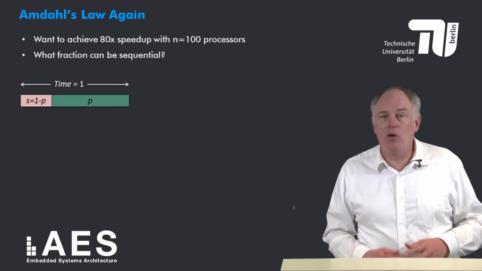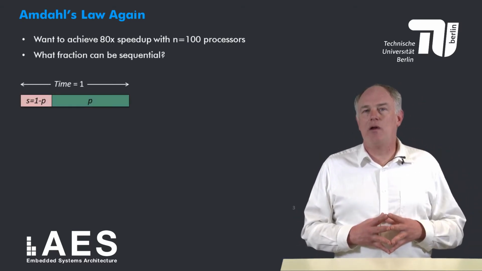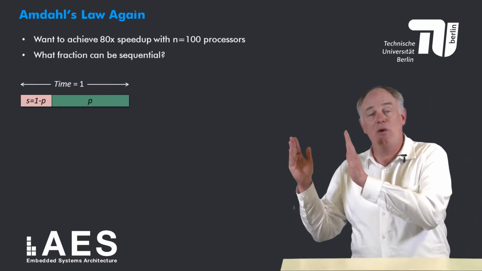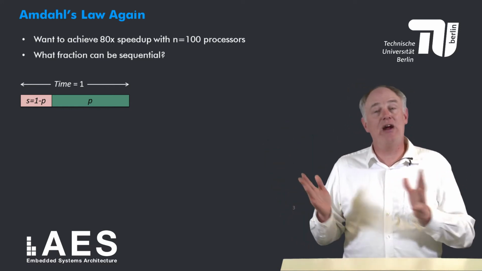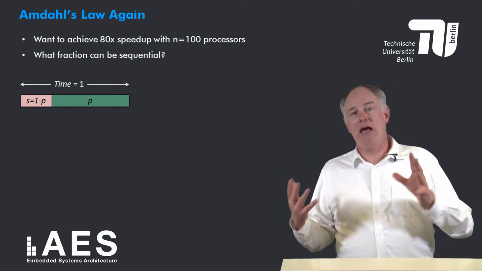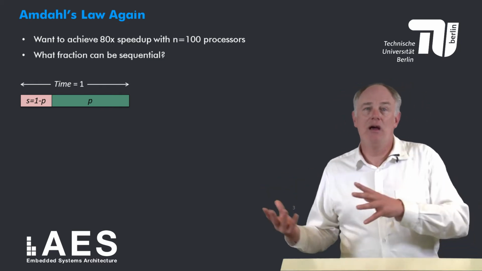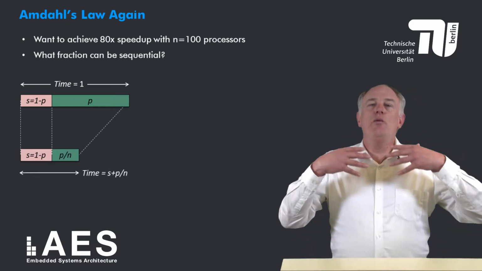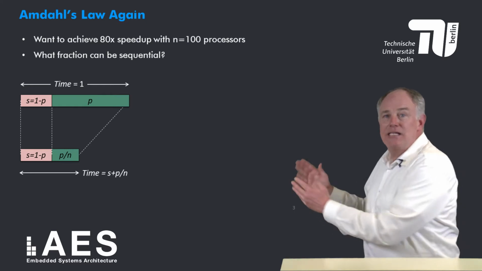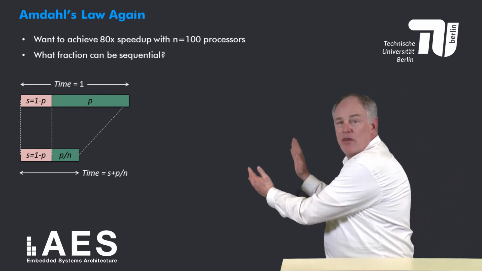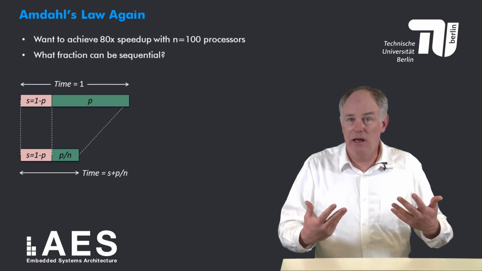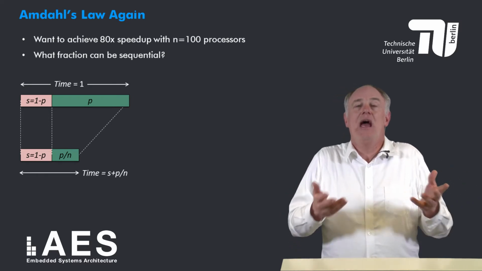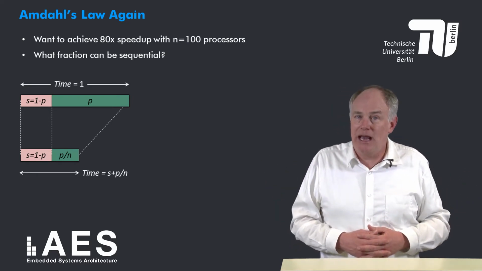Well, let's calculate it. Here I illustrate Amdahl's law again. On a single processor, the computation time is 1 and consists of a sequential fraction S and a parallel fraction P. By definition, S equals 1 minus P and P equals 1 minus S. When we have n processors, we accelerate the green part, the parallel fraction, by a factor of n, but we do not accelerate the sequential fraction. So the time will be S plus P divided by n.